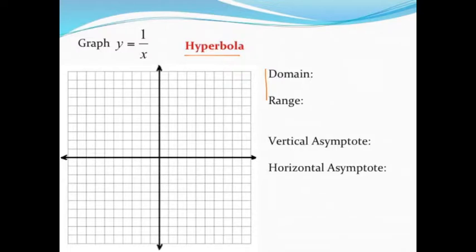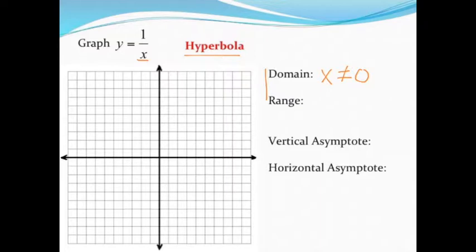The domain is always what we are or are not allowed to plug in for x. And in this case, since x is in the bottom of a fraction, there is only one number that we never, ever, ever want to divide by, and that number is 0. And so for our parent function, before we start shifting things around in the next video, our domain is simply going to be all the real numbers except for 0. That's the only number we don't want to plug in for x.